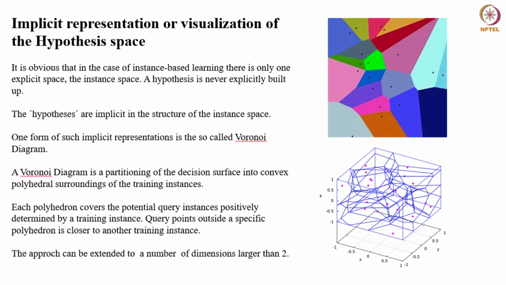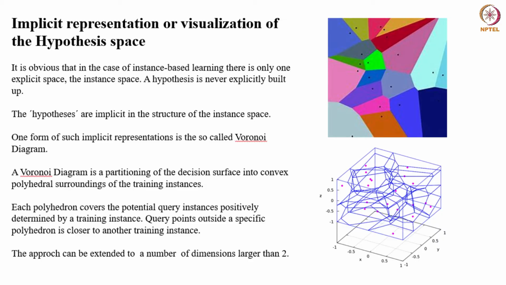It's obvious that in the case of instance-based learning, there is only one explicit space, the instance space. As been said, a hypothesis space is never explicitly built up. One can say that the hypotheses are implicit in the structure of the instance space as defined by the chosen metrics. One form of illustration for these implicit representations is the so-called Voronoi diagram. A Voronoi diagram is a partitioning of the decision surface into convex, polyhedral surroundings of the training instances.